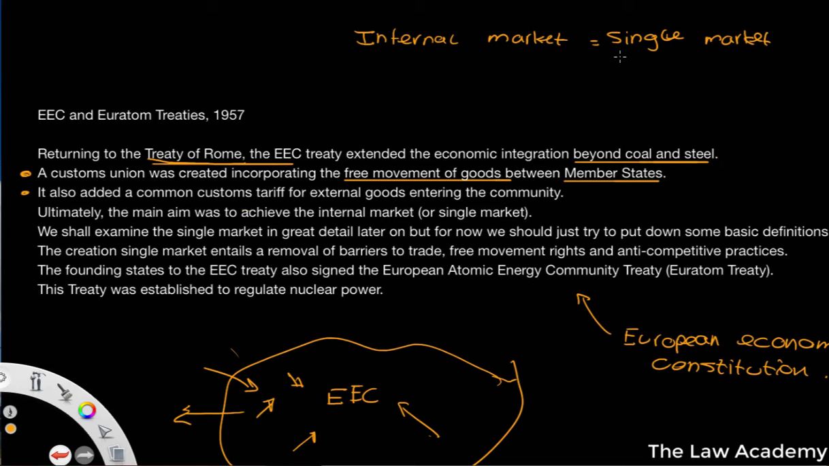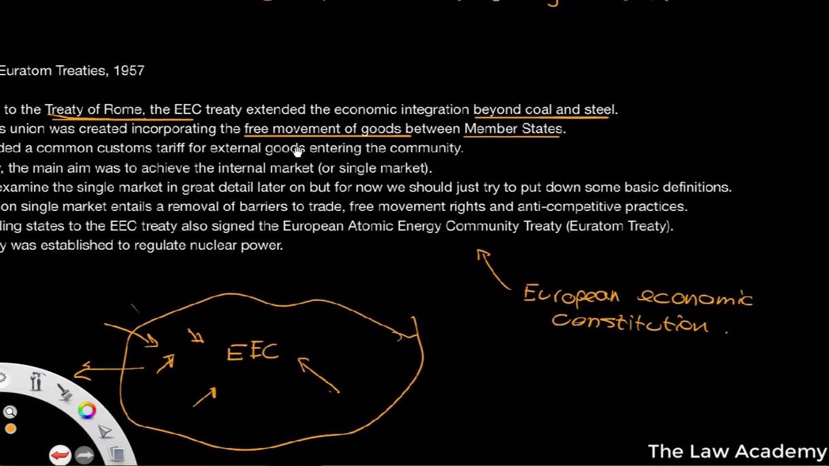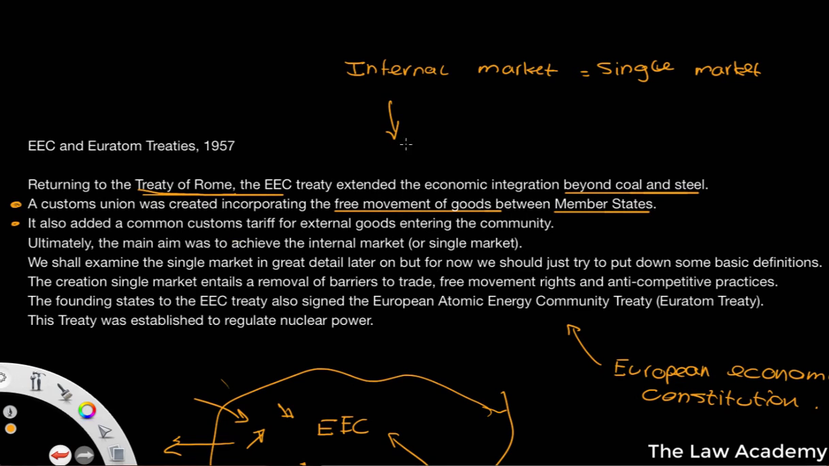So the idea of a single market entails the removal of barriers to trade, the establishment of free movement rights, as well as the removal of anti-competitive practices. With the single market, what we are aiming to do is protect free movement rights: the free movement of goods, of people, of services, and of capital. Within the context of services, you also have the freedom of establishment in other member states. This involves increasing market access between the member states, so that there is frictionless trade between them. And again, this is all to do with promoting economic integration.